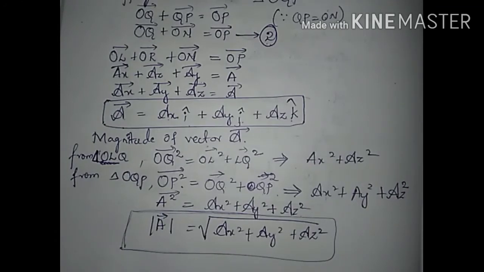So this is how we resolve a vector which is given in a space, and this vector will have three components along x-axis, along y-axis and along z-axis.